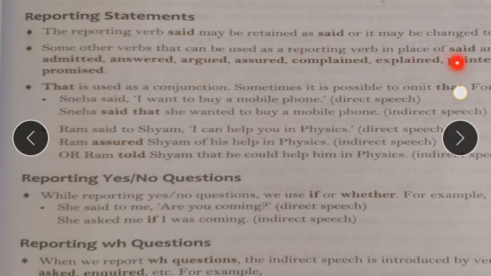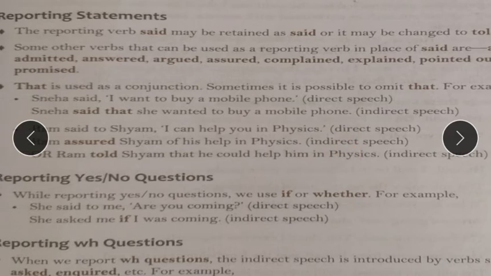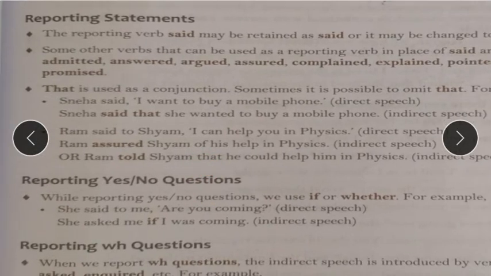As it is given in this example, we can use these words also in place of told: admitted, answered, argued, but it depends on the sentence. Like in the second sentence, Ram said to Shyam, I can help you in physics. Now this sentence you have to change into indirect speech. See, Ram is giving assurance to Shyam, meaning he has this surety. Ram is assuring Shyam that he will help him in physics.